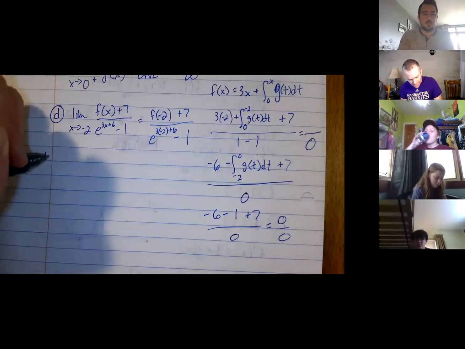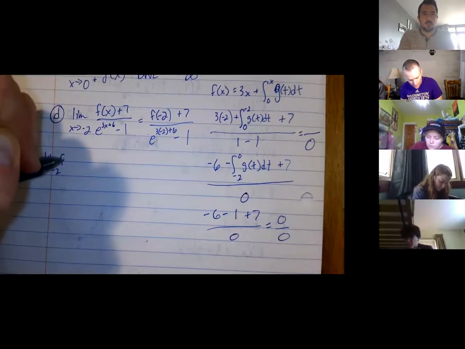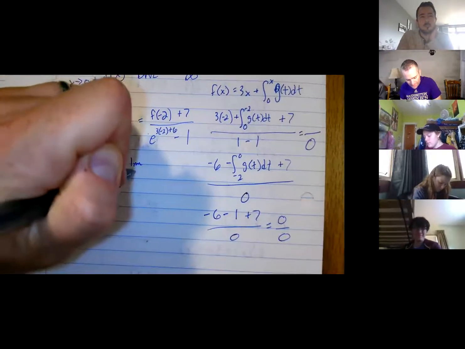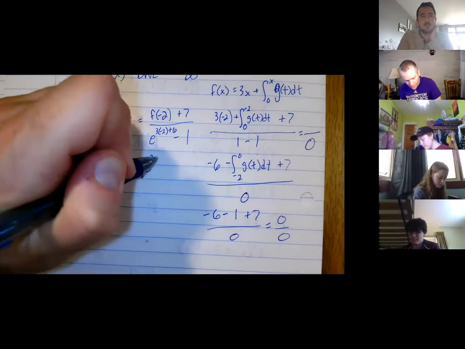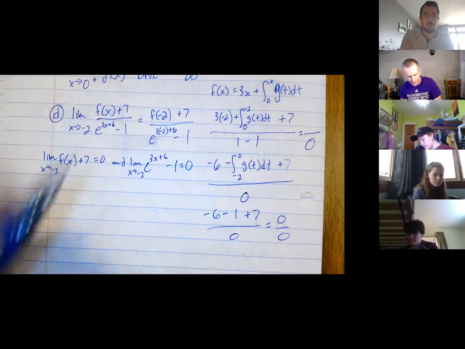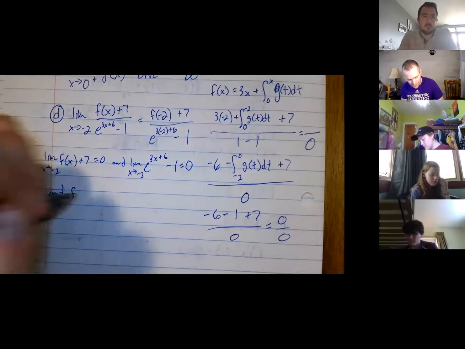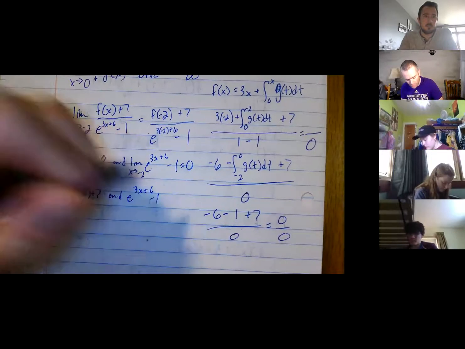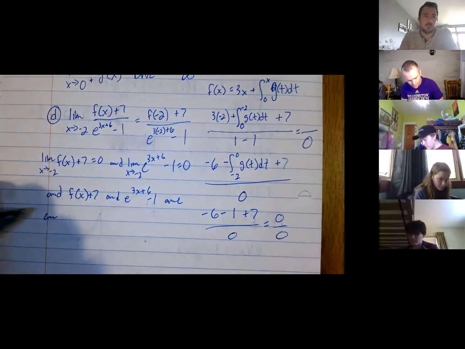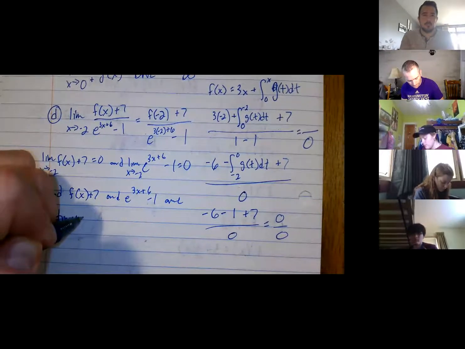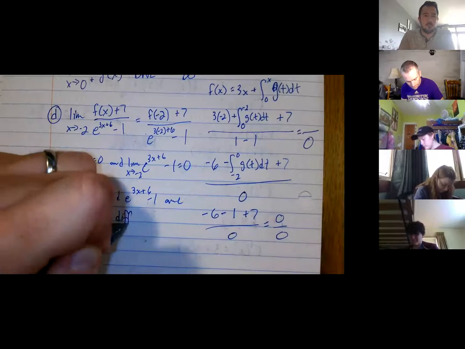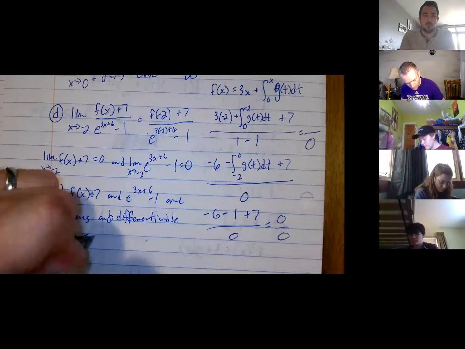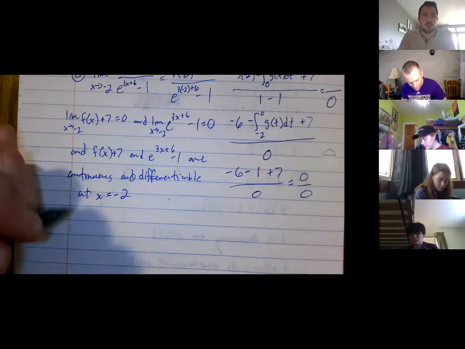Well, you want to state that the limit as x approaches -2 of f of x plus 7 is 0, and the limit as x approaches -2 of e to the 3x plus 6 minus 1 is 0, right? And what else are we supposed to state? That f of x plus 7 and e to the 3x plus 6 minus 1 are continuous and differentiable at x equals -2, right? And so if that is true, then we can use L'Hopital's rule.